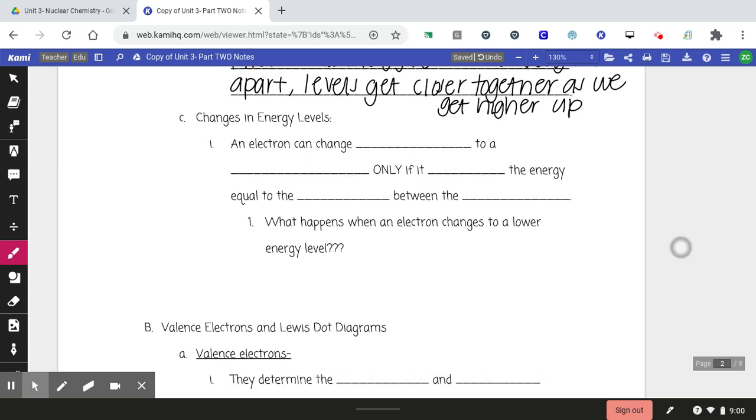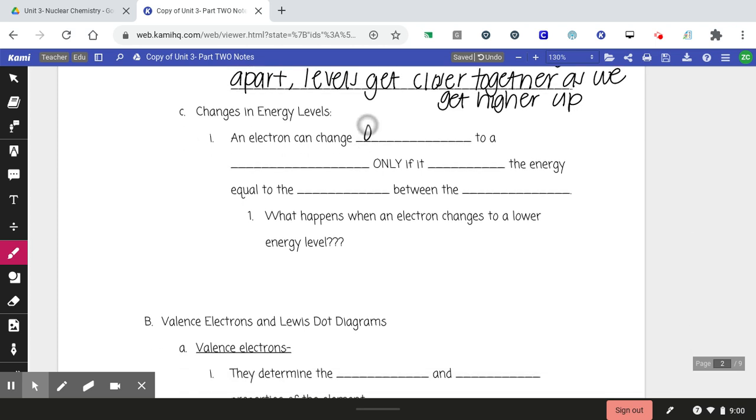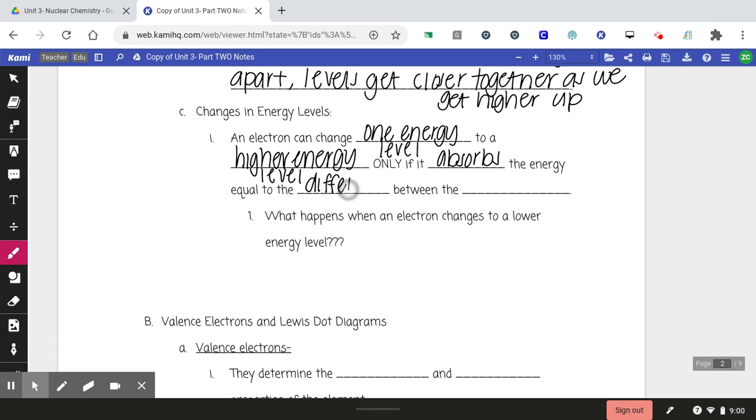Okay, so changes in energy levels. An electron can change from one energy level to a higher energy level only if it absorbs the energy equal to the difference between the energy levels. So if it absorbs enough energy to move between energy level 1 and energy level 5, then it can move to a higher energy level.